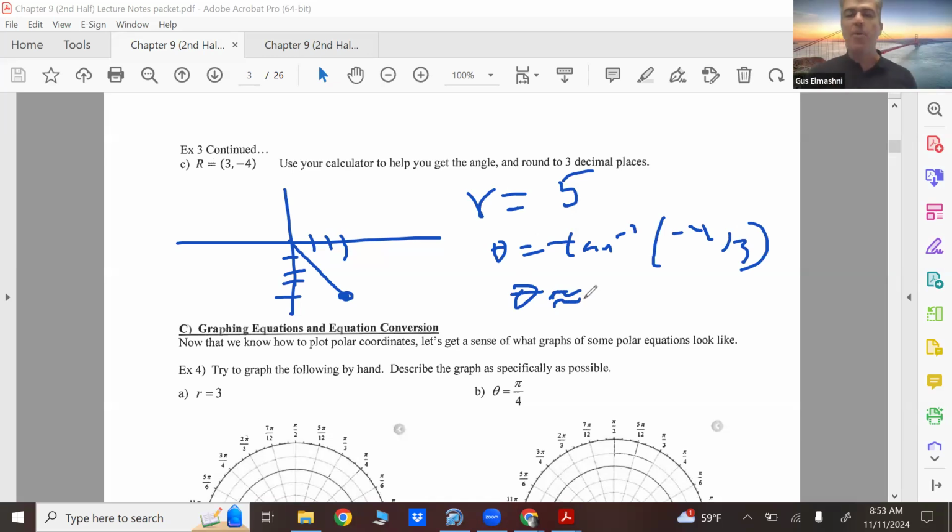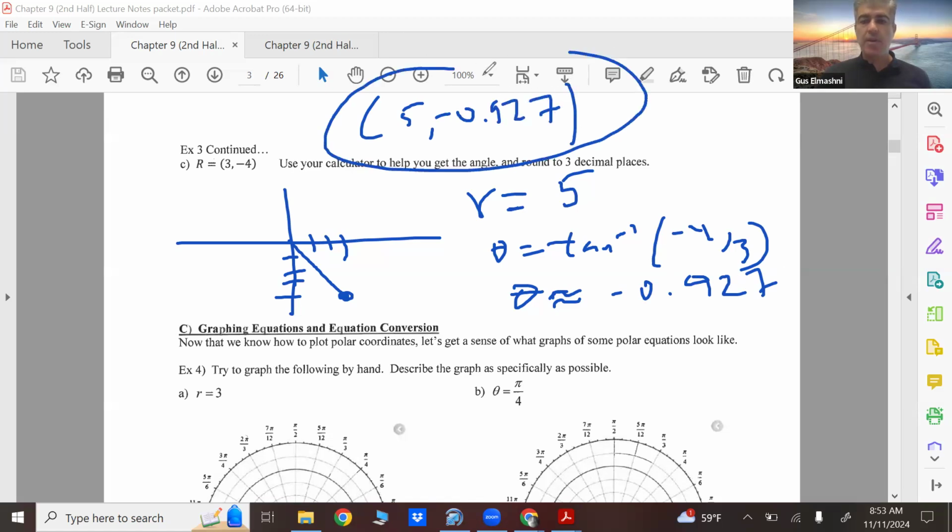Make sure I'm in radian mode. Okay, I get negative 0.927. I can leave it like that, by the way. I don't have to change it up to be 0 to 2 pi. That's totally valid. You can leave it like that. That's totally a-okay. And by the way, let's just get in the habit of doing 3 decimal places. That's how the AP is done as well. It's 3 decimal places. Okay.